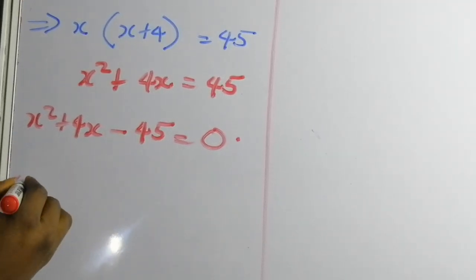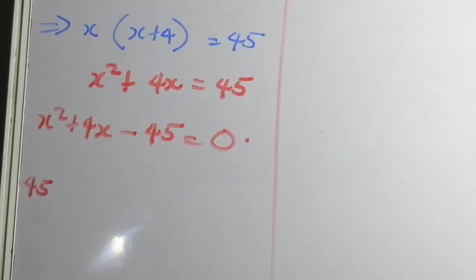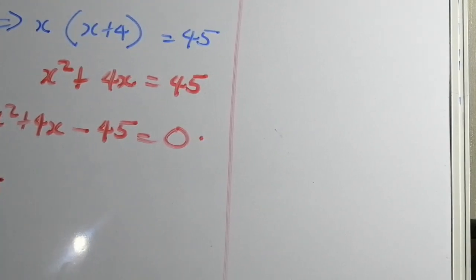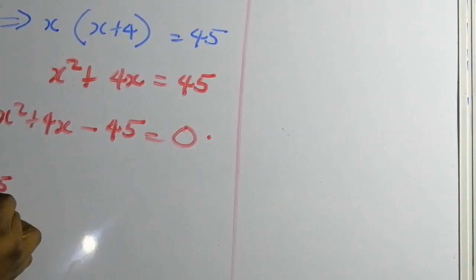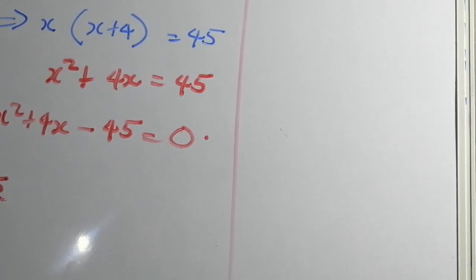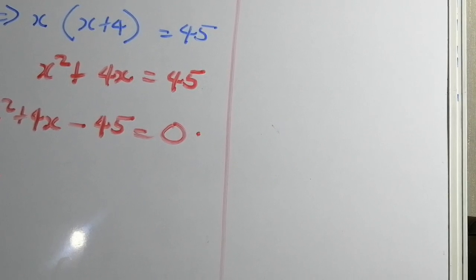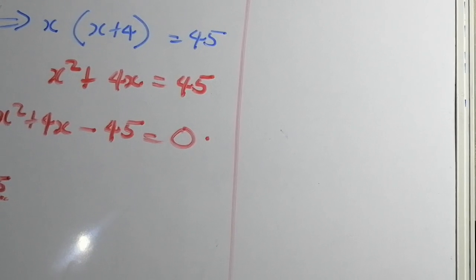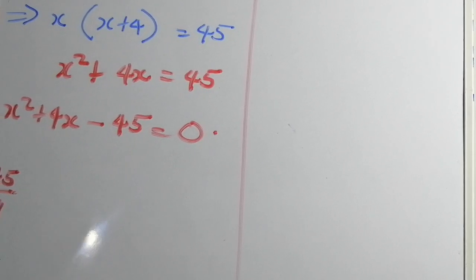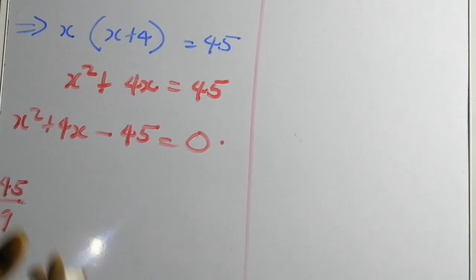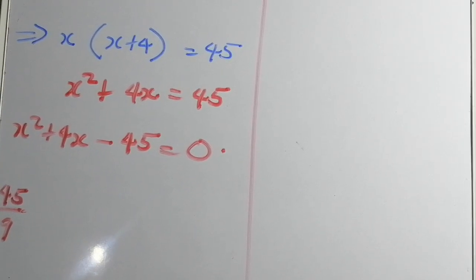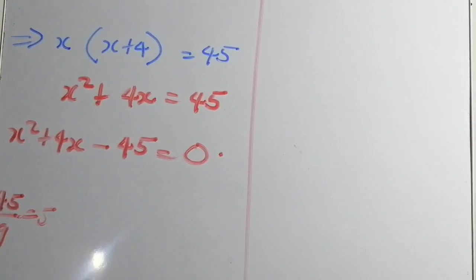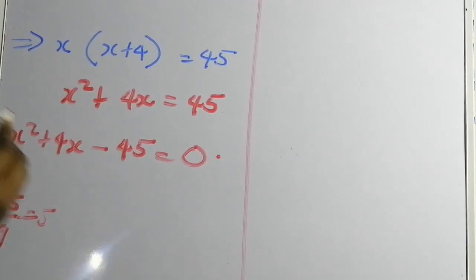Now, if you look at 45, the way I mentioned in one of the parts on how to do factorization, look at 45. What can go in 45? It means that 9 can go in 45. 9 times 5 is what? 45. Because 9 times 3 is 27. Then when you add 9 to 27, you get 36. When you add another 9 to 36, you get 45. So it means it's 9 and 5.